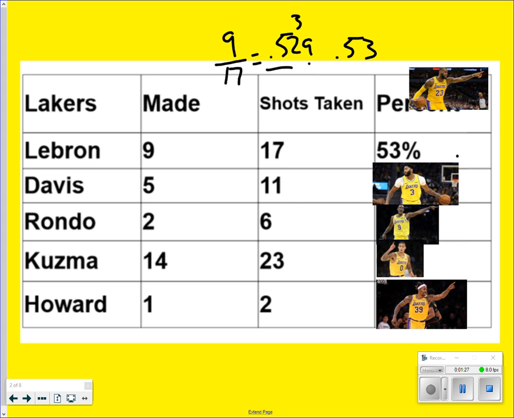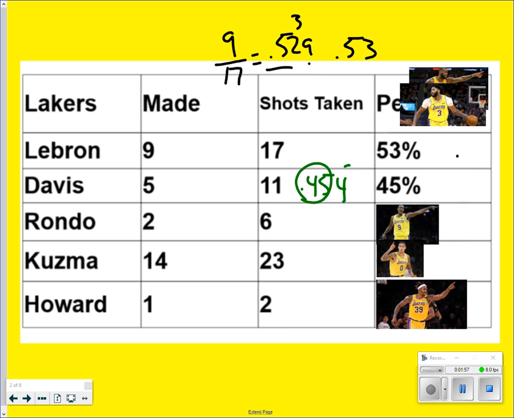Next one, we have Anthony Davis. Anthony Davis, on my calculator, I'm going 5 divided by 11 because he made 5 of his 11 shots. I get 0.454 as my 3 numbers after my decimal. Will this 4 cause this 5 to go up? It won't. So that means my percent behind Anthony Davis should be a 45%. It's a 45%.